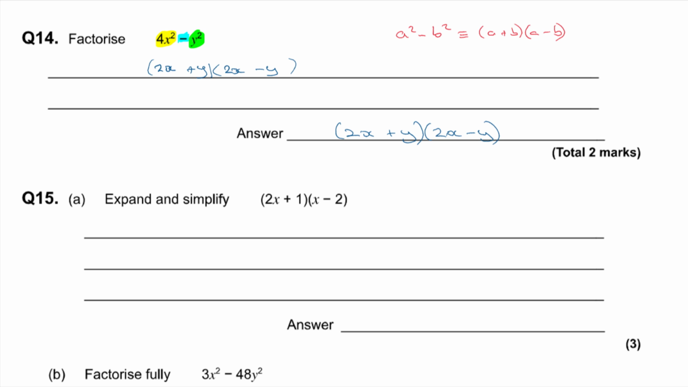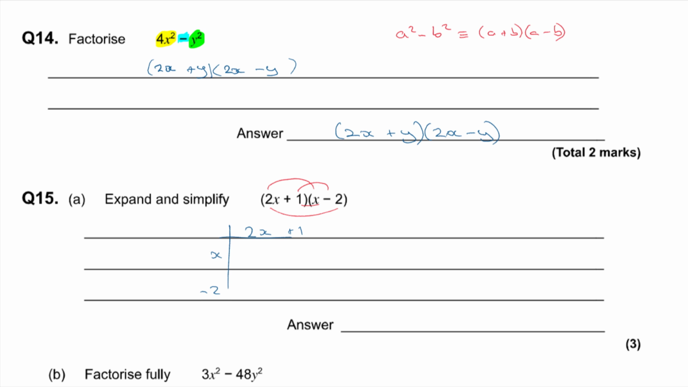Question 15a, expand and simplify (2x + 1)(x - 2), going the other way this time, removing the brackets. There are different ways of doing this. First, outside, inside, last, two eyebrows, a nose, and a mouth, or you can do it as a grid. If you're not very good at doing this, I might suggest you do it as a grid, because it helps you work out what all the values need to be. You won't miss one out.